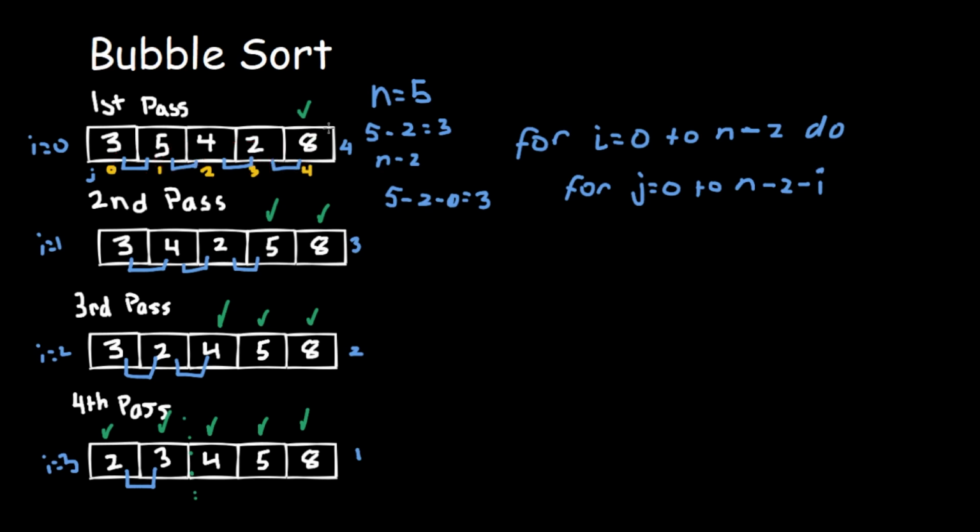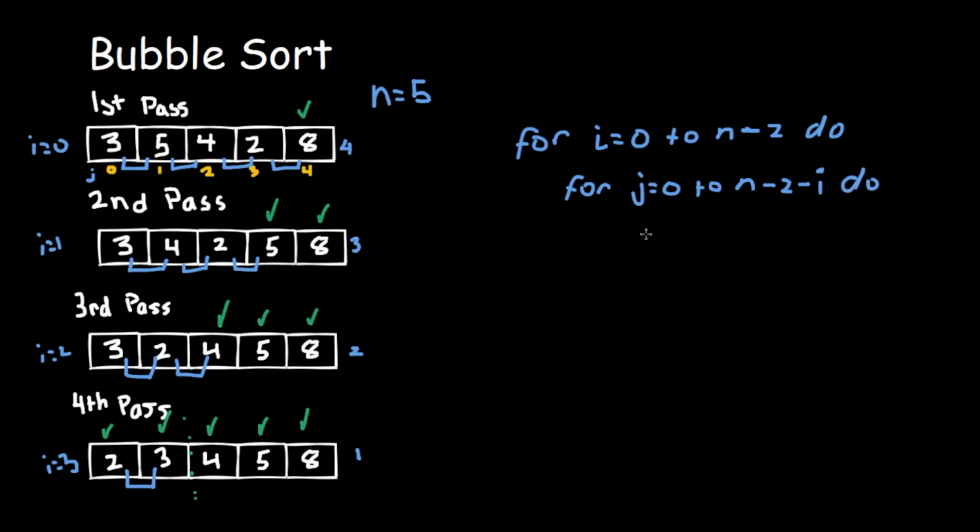Now let's check the next one. When i equals 1, according to this formula, 5 minus 2 minus 1 is equal to 2. So again, let's count: 0, 1, 2. We know it's correct. So we have the outer loop for each pass. We go through each element except the ones that have been checked and do.